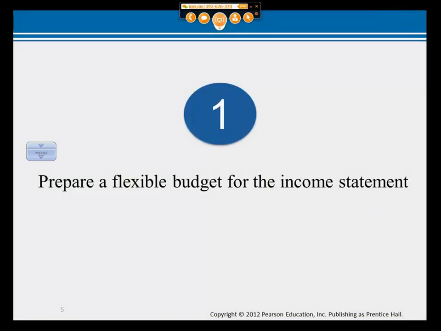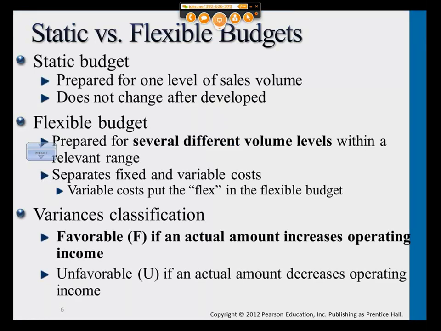So let's look, how do we prepare a flexible budget for the income statement? All right, so flexible budget is something that we haven't really talked about. And static budget is the same thing, right? We haven't really talked about them. So what is a static and what is the flexible budget? When we talk about the static budget, it's prepared only for one level of sales volume. Okay? It doesn't really change after we develop it. It's static, right?